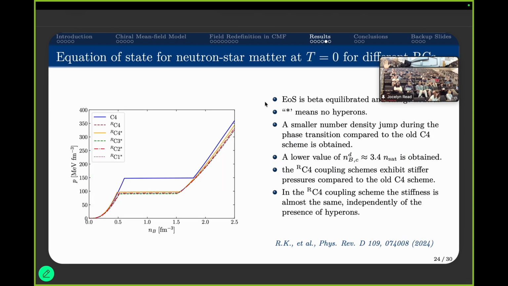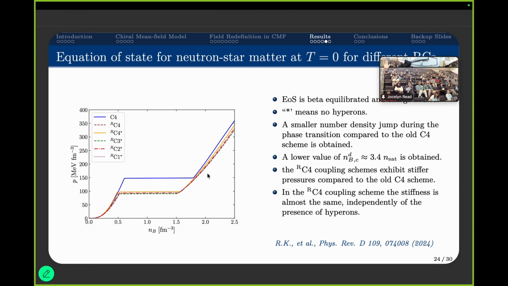So what about neutron star matter? We also got our equation of state beta equilibrated, and we also processed it for charge neutrality. We observed that if we have quarks in our system, this is the hadronic regime, this is the quark regime, and there is a huge jump in the equation of state from hadron to quark, but it is less as compared to the previous fit. We also observed the equation of state is slightly stiffer than the previous fit.